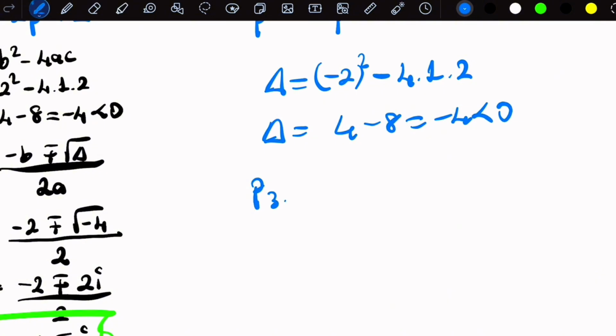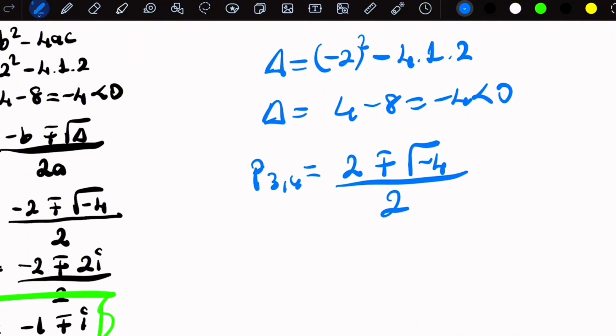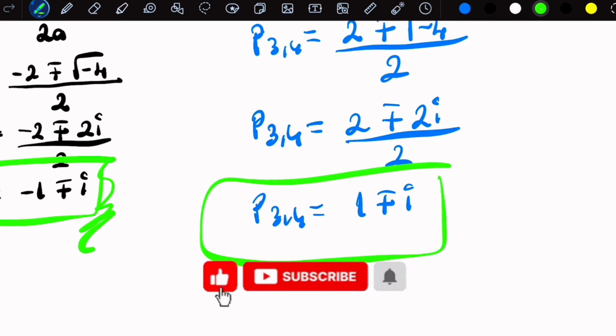P3,4 equals the value we call b, which has a minus in front, so minus of minus 2, because of the formula, is 2, plus minus the root of minus 4, divided by 2. In this case, p3,4 is 2 plus minus 2i, divided by 2. And finally, p3,4 is 1 plus minus i. We reached the result. Yes, it was a good Olympic question.